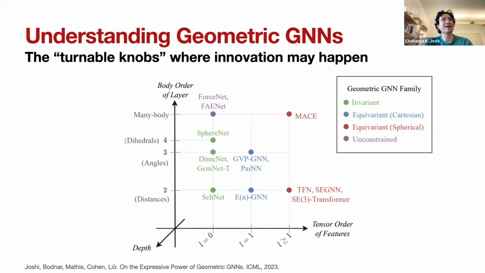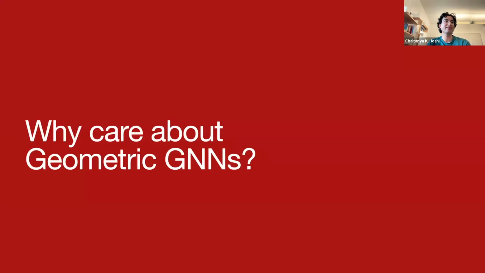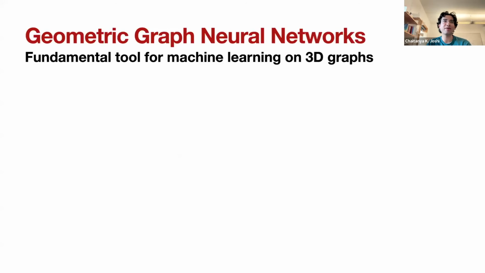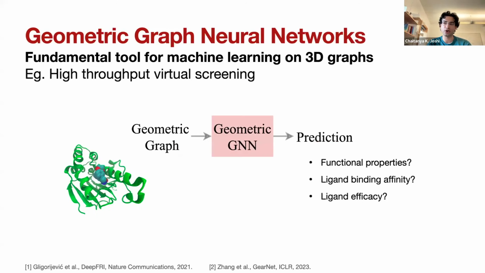So that's a very quick summary, right? I don't need to motivate now why we should care about these models too much. I'll be very quick. We should care because they're the core machine learning tool for 3D graphs today. So if you want to do any sort of property prediction, like screening things, for instance, on 3D graphs, you use geometric GNNs.